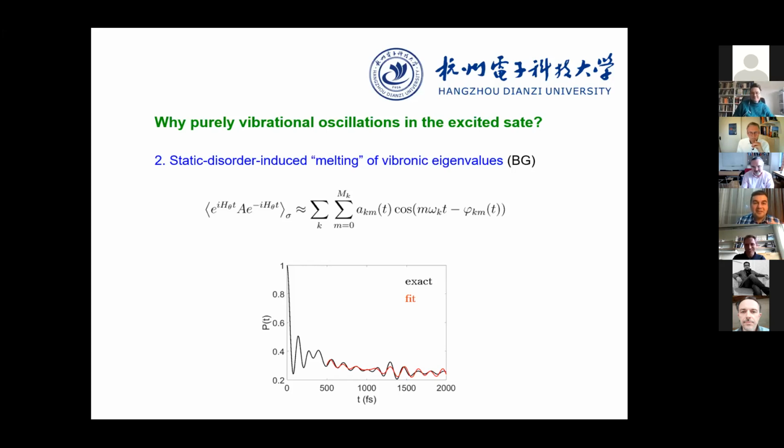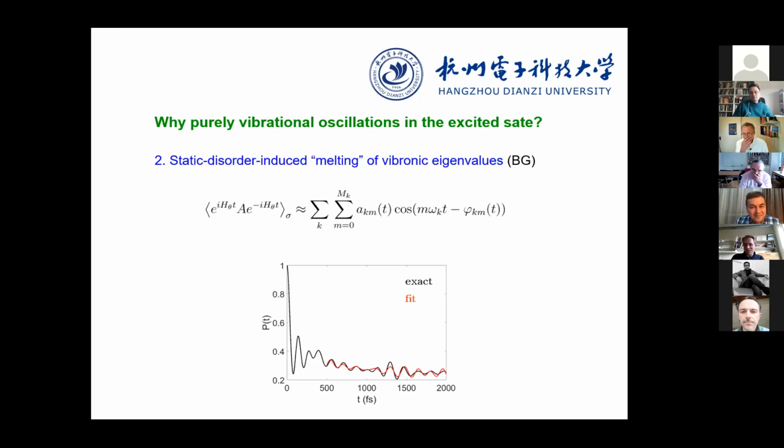Yes, there were two reasons why we decided to calculate this fluorescence. First, it was a provocative reason. Maybe someone would like to do that. And of course, from a purely theoretical point of view, fluorescence is the cleanest possible signal, which comes from excited states. It's not contaminated by the ground state bleach and so on.